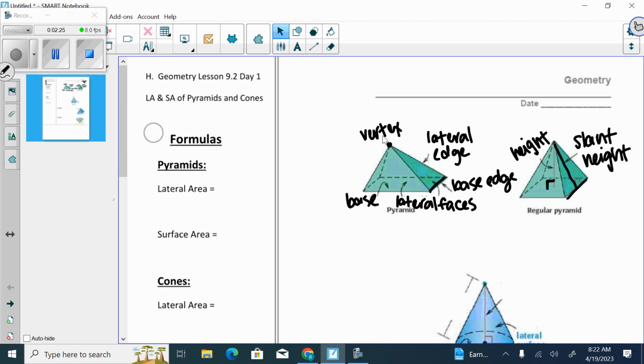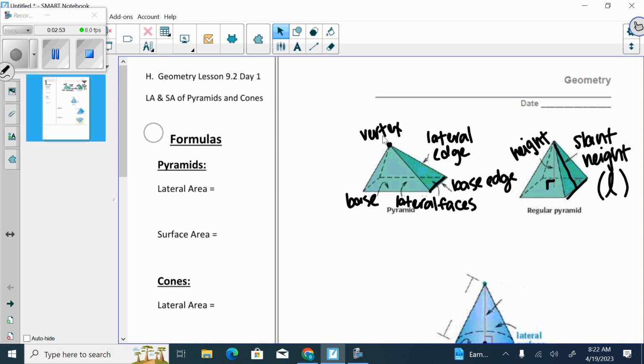And we are going to use slant height in our formulas here in a little bit. Slant height is always going to be denoted with a script L. So we'll use H for height and then the script L for slant height. Okay, so we've got our pieces here. Now let's talk about what our formulas are for lateral area and surface area for our pyramids.